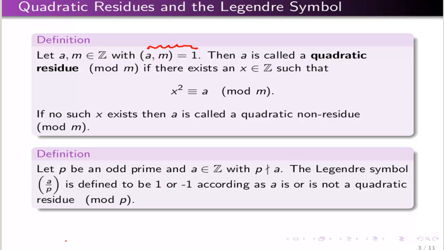So here's the Legendre symbol. Let p be an odd prime, a an integer with p not dividing a. The Legendre symbol, we use parentheses and then a over p, is defined to be +1 if a is a square, so if a is a quadratic residue, and -1 if a is a quadratic non-residue.